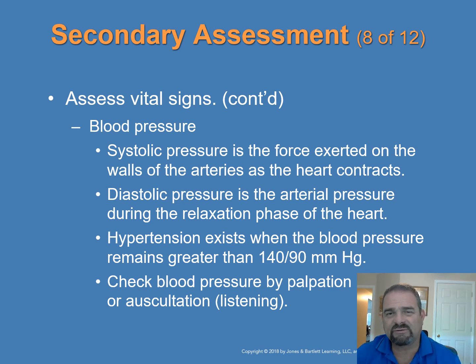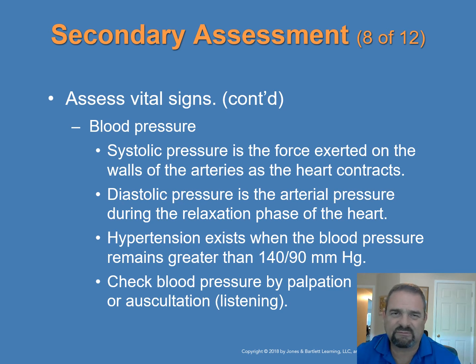Normal blood pressure, okay. Hypertension exists when blood pressure remains greater than 140/90 after repeated examinations over several weeks. Hypotension exists when the systolic pressure falls below 90 millimeters of mercury or less.